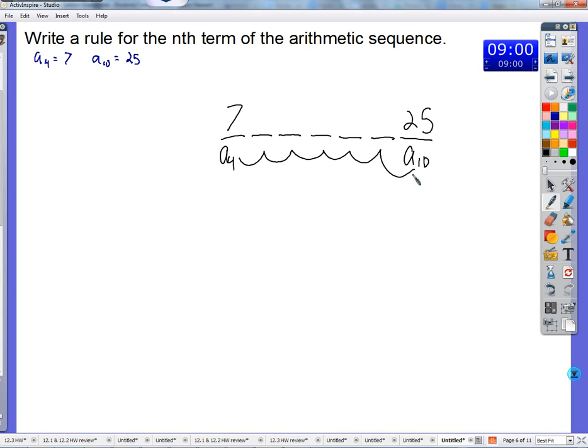Well, then, when we add all those, they're going to be the same number, right? And in total, what could we add when we add 6 of those?